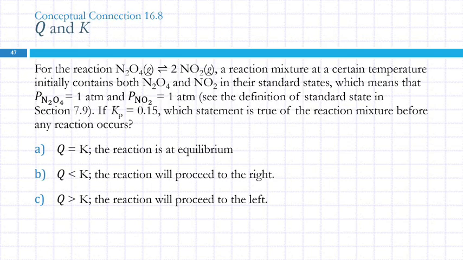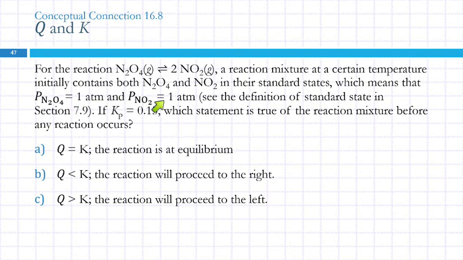Same reaction. It says it initially contains both the reactant and the product in their standard states. So they are gases. For a gas, a standard state is a partial pressure of 1 atmosphere. If you need to review that, it's in section 7.9. If Kp is 0.15, which statement is true before any reaction occurs?